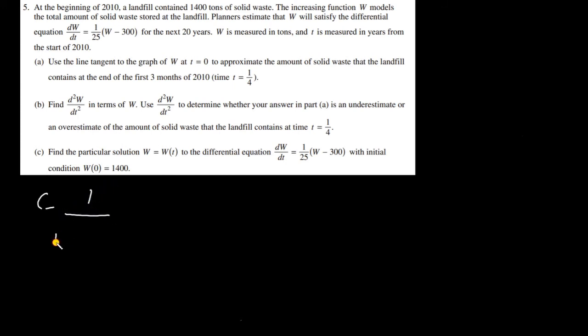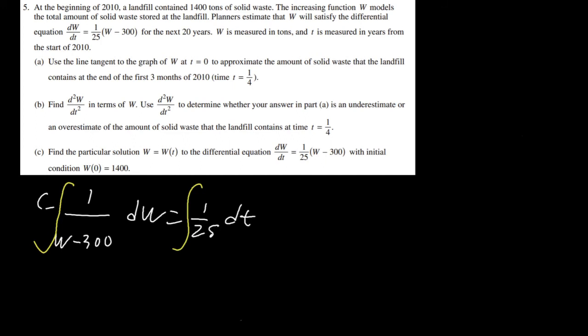1 over w minus 300 dw equals 1 over 25 dt, right? I took the dt to this side, and I took the w minus 300 and brought it down. Okay? Now I have this. I can give it an integrate. I'm going to give this an integrate. Cool. Okay. Where was I?